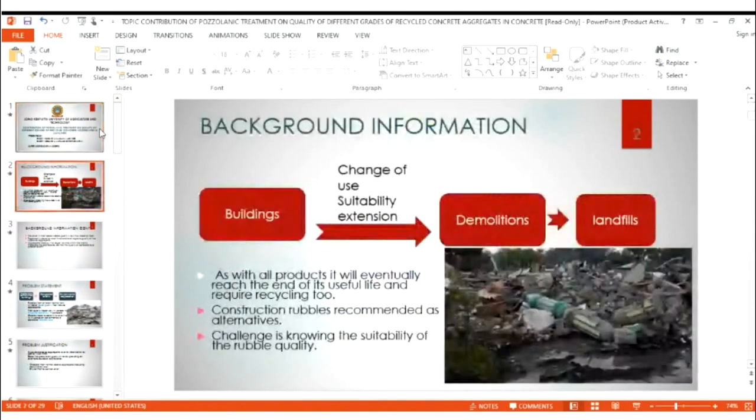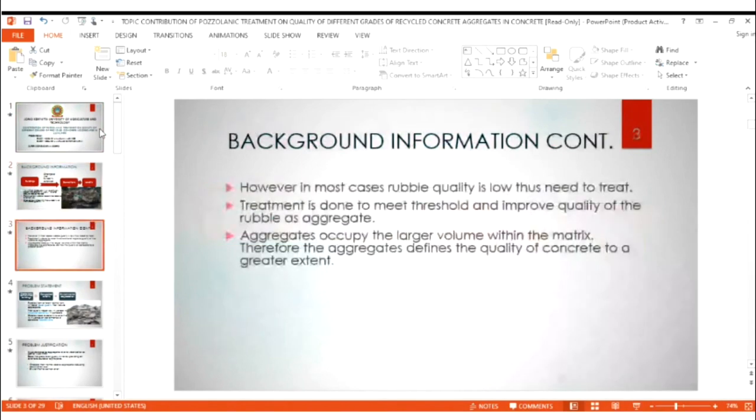For the background information, buildings undergo demolitions and therefore end up in landfills, and they can be recycled. But now the challenge comes into knowing the suitability of the quality of the rubble. In most cases, the quality is low and therefore creates a need for them to be treated.